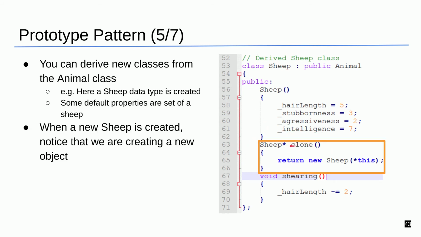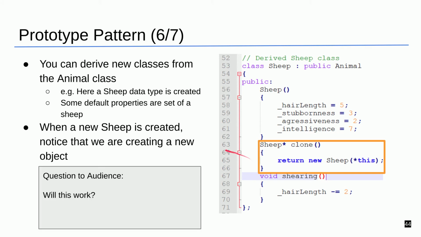Okay. So when a new sheep is created, notice that we're creating a new object here. So we're getting a clone, which is a new object from this, okay? And again, we're taking this object and we're dereferencing it and creating it that way. Okay, so the question to the audience too is, will this work? You know, there's a little bit of funky C++ stuff going on, but we are in fact implementing our purely virtual function here. So we've got this. It's returning the right type, a sheep here.